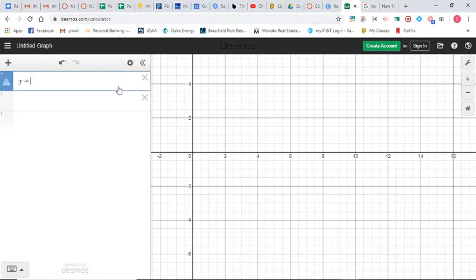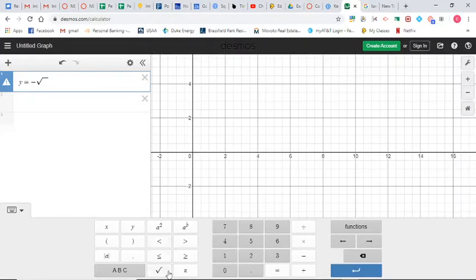So we have y equals negative square root, so you can type SQRT, or you can hit the keyboard and hit the square root button. Alright, and then we have 3x minus 4.